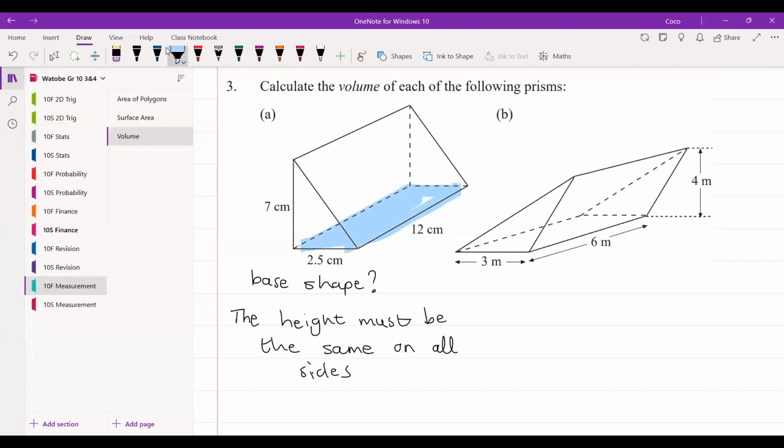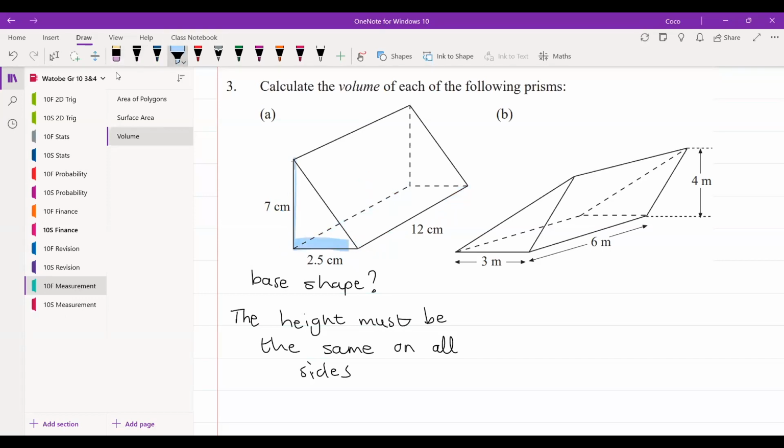So if we use the rectangle as our base, we're going to have a problem because this 7 centimeters is only the height of that side of my rectangle. This side of my rectangle doesn't have a height of 7 centimeters. So I cannot use the rectangle as my base. That's not going to work.